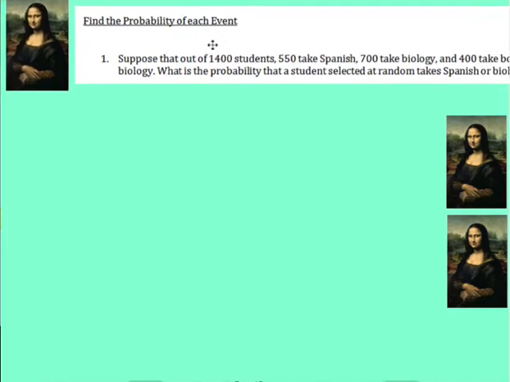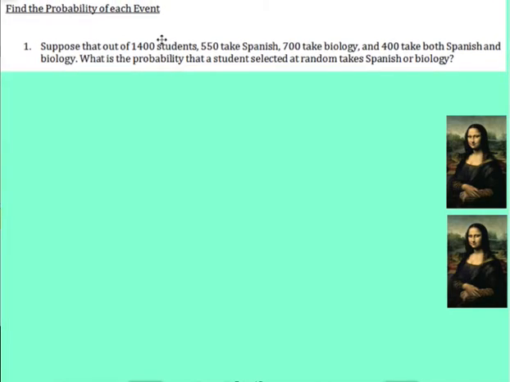So we want to find the probability of each event. Suppose that of 1,400 students, 550 take Spanish, 700 take biology, and 400 take both. We want to find the probability of selecting Spanish or biology. When we count Spanish, that could be counting some students that are also taking biology. And while I would like to think students are very important, I don't think they're so important as to be counted twice. So that's why we have to subtract that.